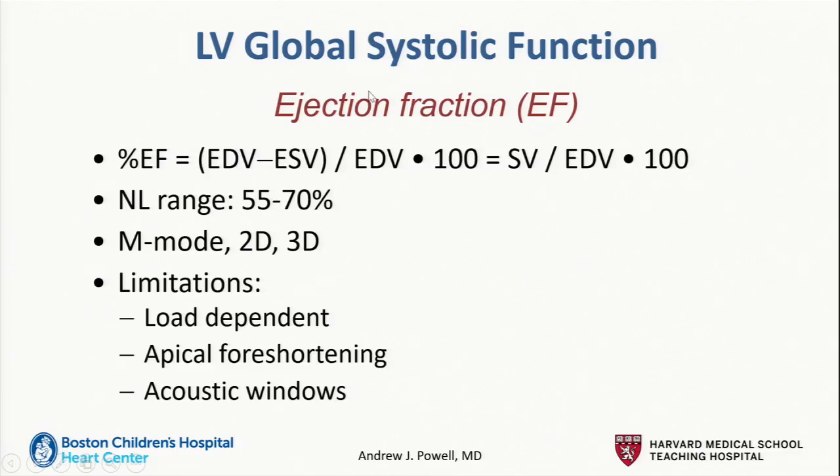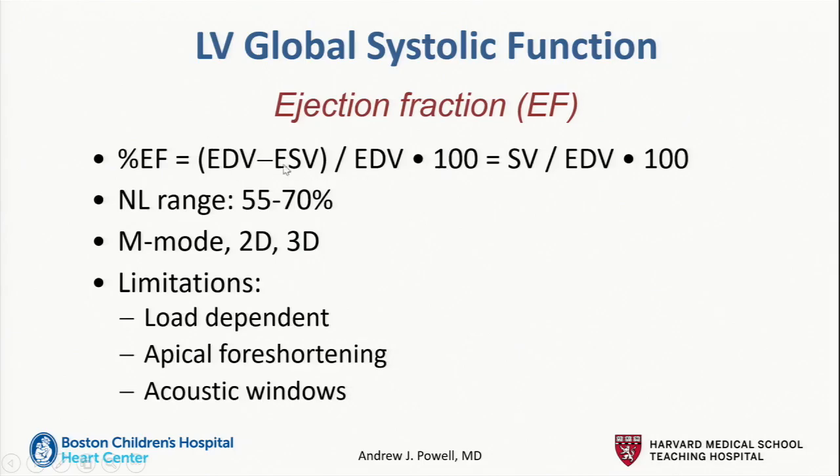Another parameter for global systolic function is ejection fraction. Here the formula is similar to that for shortening fraction, but now instead of measuring distances, we're going to calculate a volume. So end diastolic volume minus end systolic volume over the end diastolic volume, and again we'll multiply by 100 because it's a percentage.